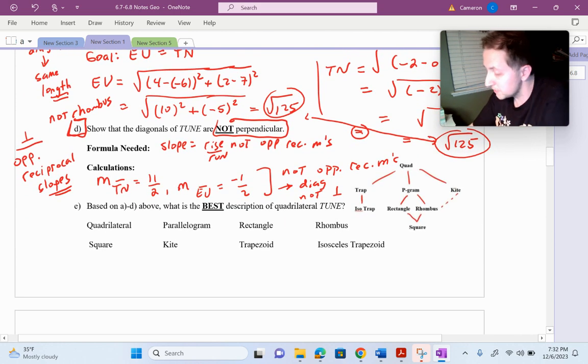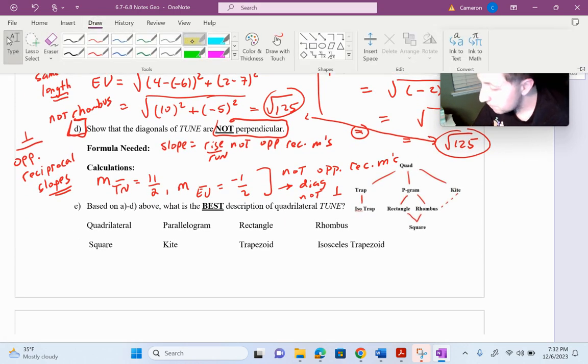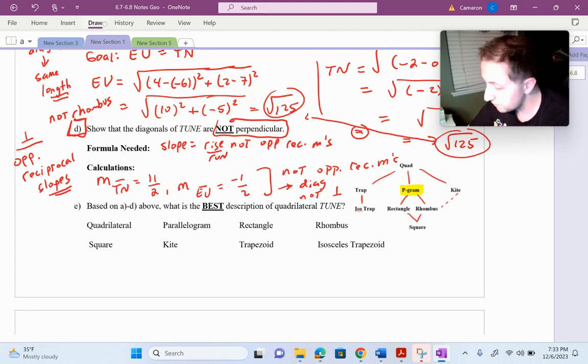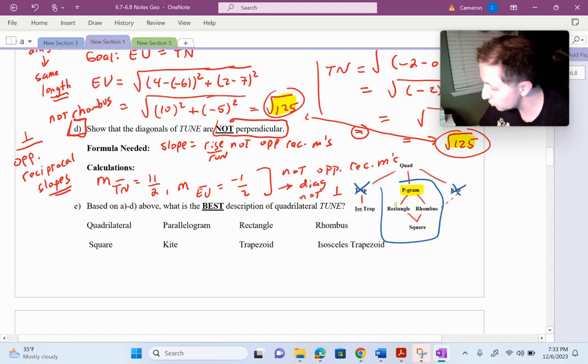So here's my logic now. Let's kind of summarize what we've done. In part A, we showed that the opposite sides were parallel. That gave us that it was a parallelogram. In part B, we confirmed that. We showed that the diagonals bisected each other. Going down the chart, what I've ruled out is that this was not a trapezoid and this was not a kite. I know that I'm focused on just the middle part here. Then the next thing, we calculated the diagonals and showed that they were congruent. Both of them had a length of rad 125. So that told me it's a rectangle.